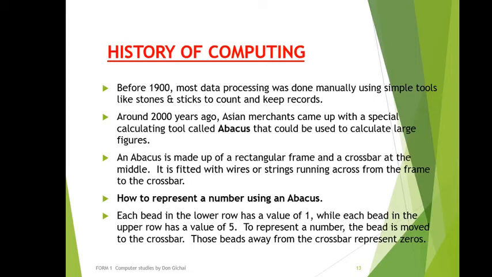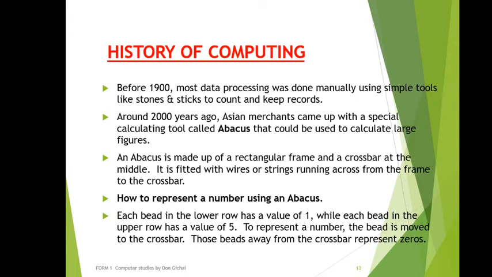Around 2000 years ago, Asian merchants came up with a special calculating tool called the abacus that could be used to calculate large figures. An abacus is made up of a rectangular frame and a crossbar in the middle. It is fitted with wires or strings running across from the frame to the crossbar. How to represent a number using an abacus, I'll be showing you later on.